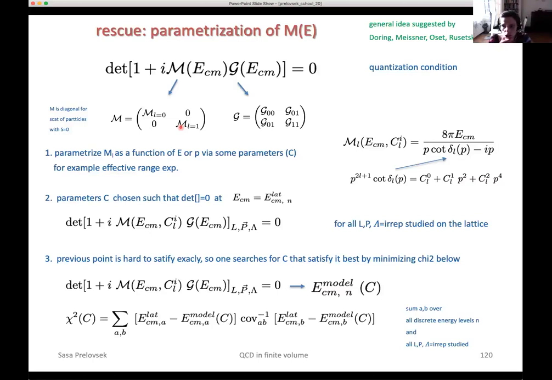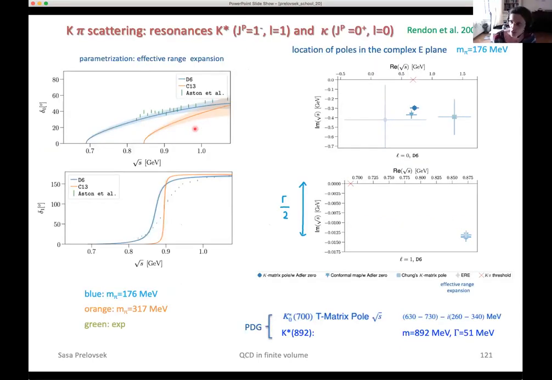Okay, this is not so simple. So if there are questions, maybe you can ask now. Or, okay, let me give you this example till the end. So these energies here determine the parameters of K pi scattering in partial waves 0 and 1. And you can use several parametrizations. And here are the results.